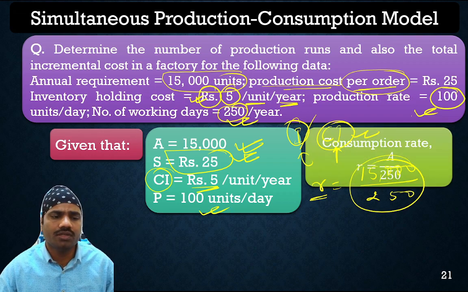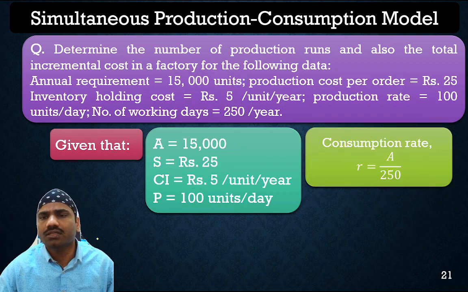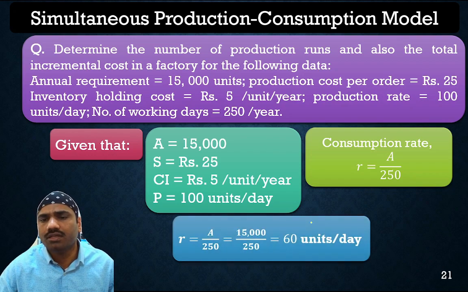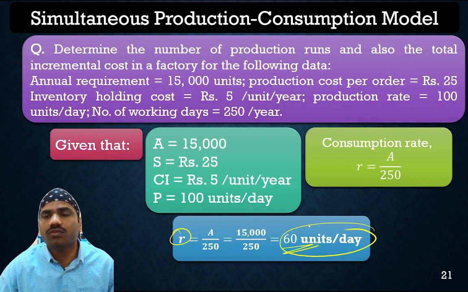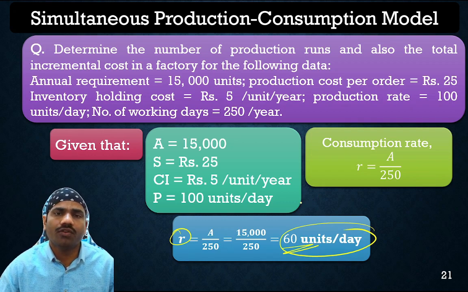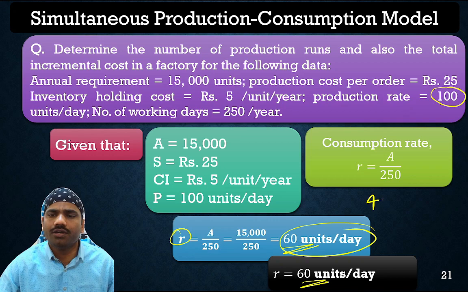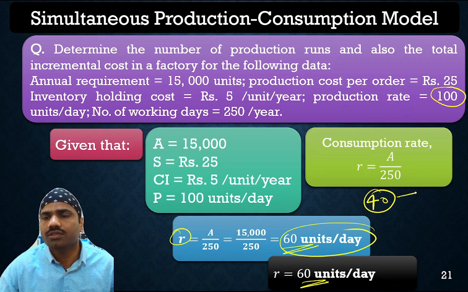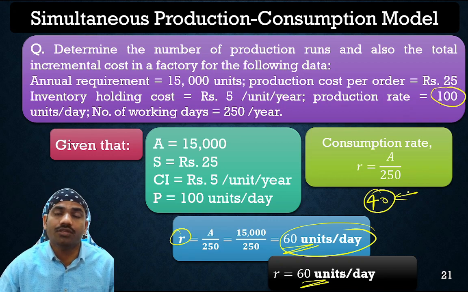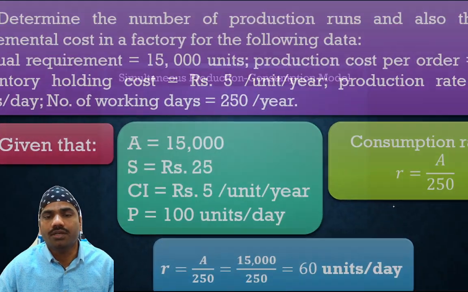So the consumption rate will be A by 250, and we can find the consumption rate as 60 units per day. So this will be the consumption rate. Now we will find the EPQ. R is 60 units per day. We have a consumption rate of 60 units per day and a production rate of 100 units per day, so we are storing 40 units per day in inventory.